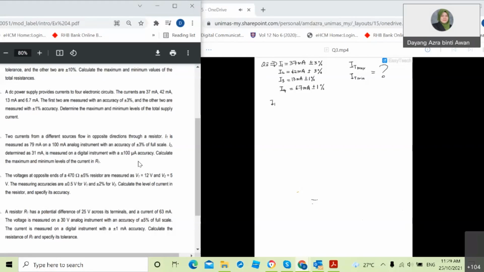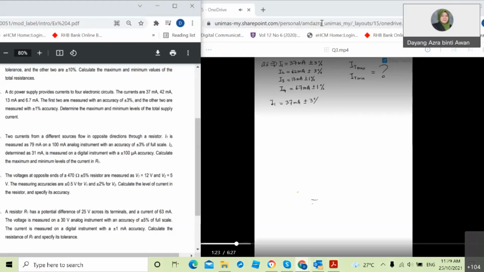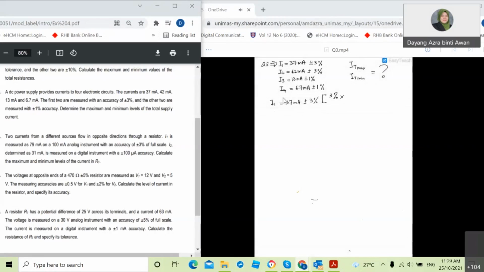So you have I1 equals 37 milliamp plus minus 3%, which is 3% out of 37 milliamp, so around 1.11 milliamp. Next, I2 is 42 milliamp plus minus 3%, so 3% from 42 milliamp gives you around 1.26 milliamp.